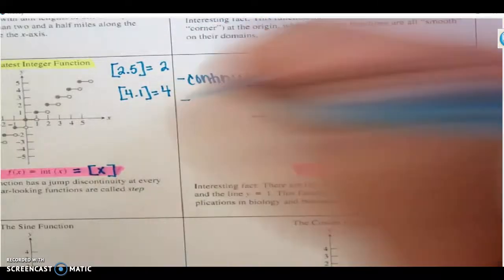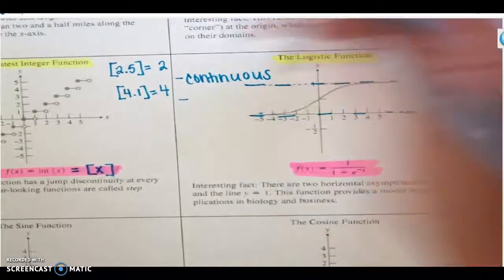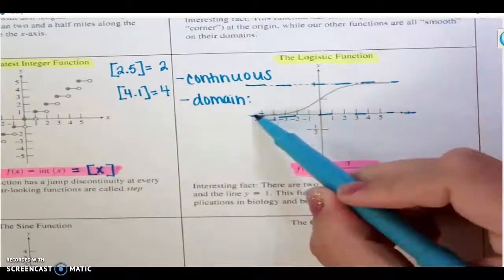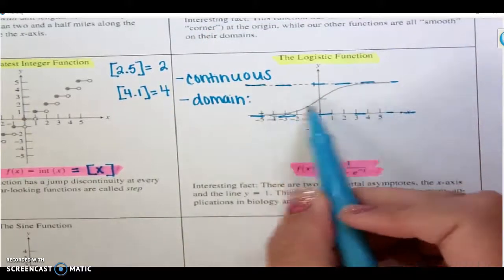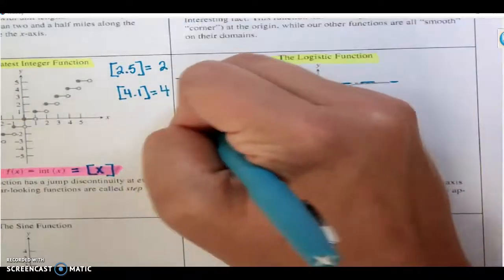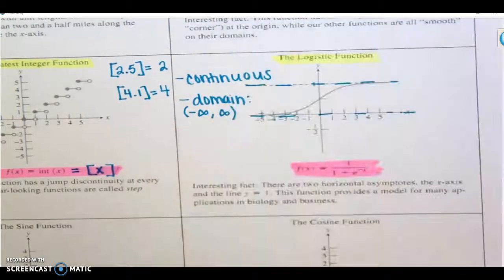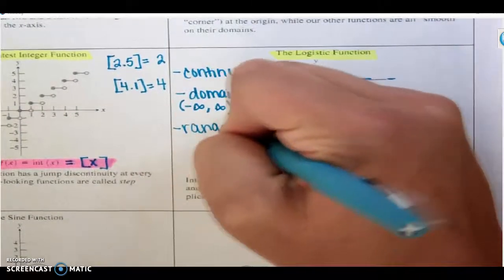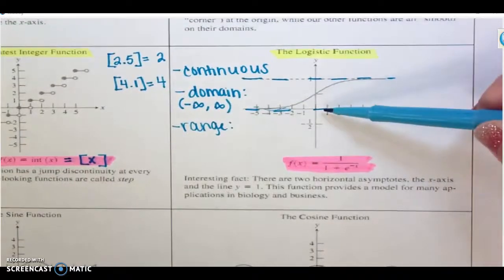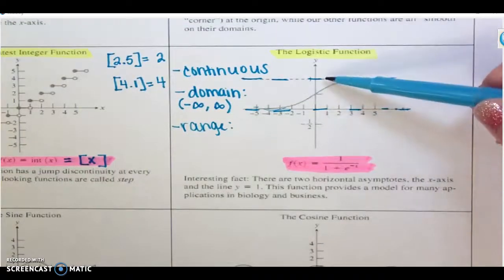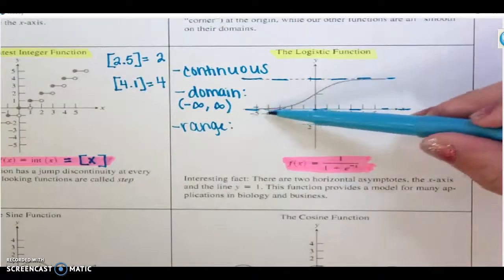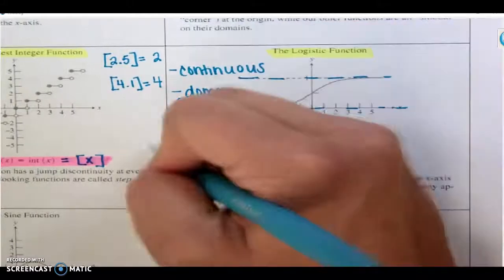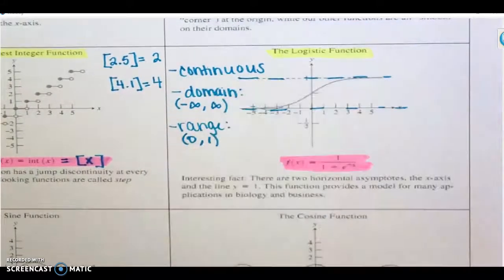Alright, so if we're going to look at the domain, the domain is our x values. So you can plug in any x value. As you can see from here to here, it can be any x value, so from negative infinity to positive infinity. The range, looking at the y values, can go from 0 up to 1. But it doesn't touch 0 because of the horizontal asymptote, and it doesn't touch 1. So it goes from 0 to 1, but they're both going to get parentheses.